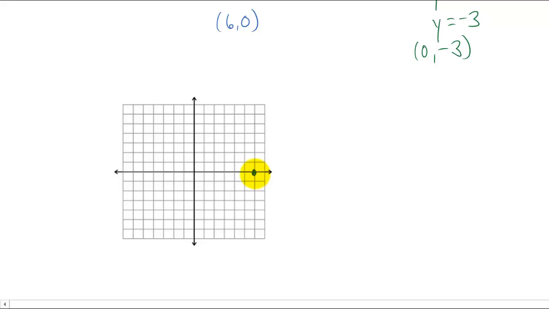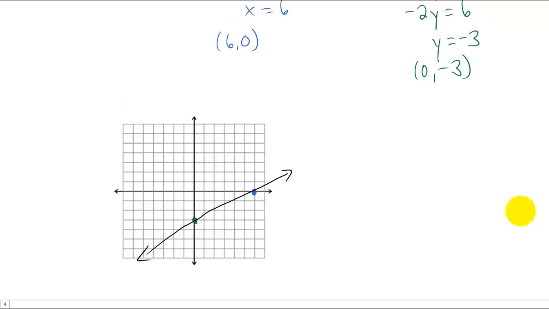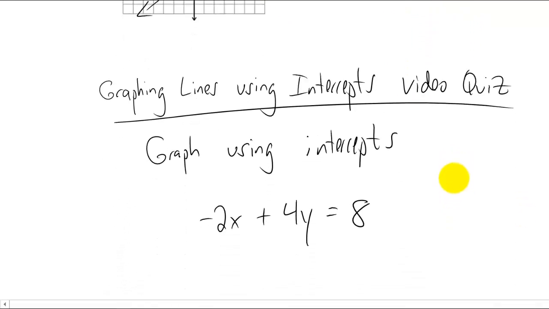Okay, now let's graph those x and y intercepts. (6, 0) is right here, and (0, -3) is going to be down here. And we know that since this equation is represented by a line, that line is going to connect those x and y intercepts, and that's going to be the answer. Okay, we've done a couple of examples now. See if you can do it.